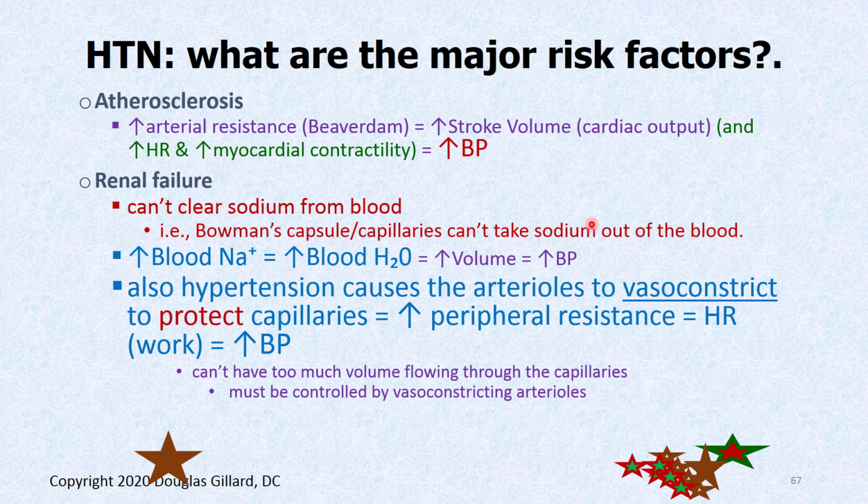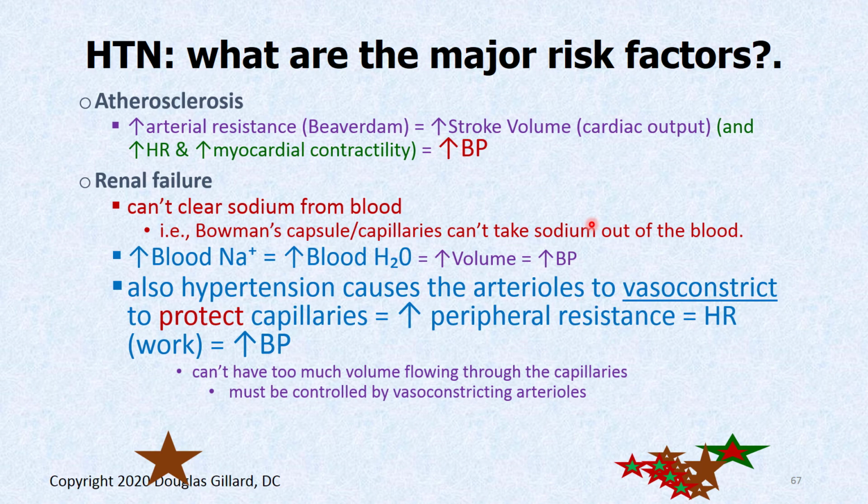Renal failure is another risk factor for hypertension. How can that be? Well, remember, sodium is dumped into the proximal convoluted tubule and it needs to be cleared. Most of it is soaked back into the body, but in renal failure, principal cells and proximal convoluted tubule cells might not be very good at pulling sodium out. So, if you can't pull sodium out, you can't pull water.